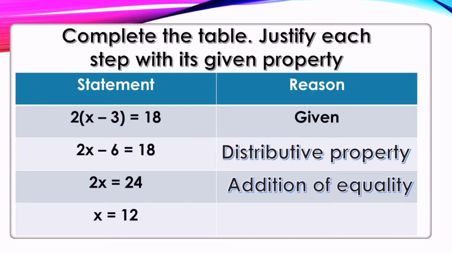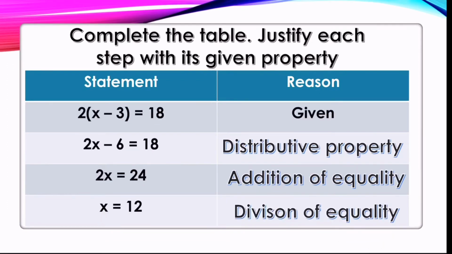Then finally, from this third row to the fourth, what would I do to get it to 12? I'd have to divide by 2, correct? So now you see how to justify and why we do the steps we do.